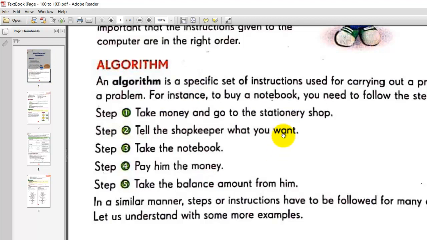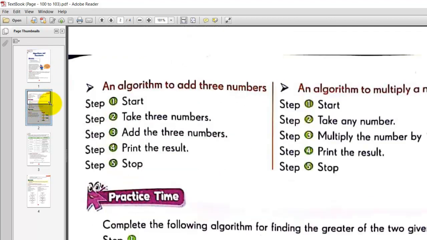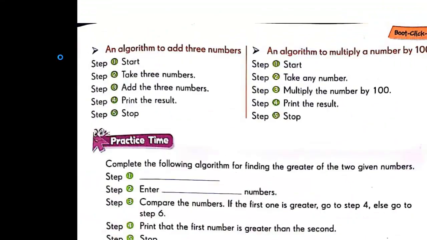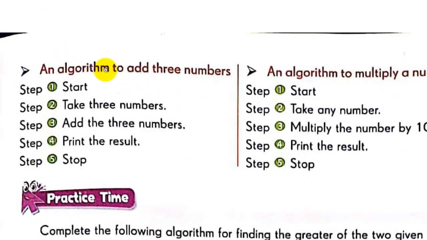Now let's see the next example. Now next example is an algorithm to add 3 numbers. Now what is the algorithm to add 3 numbers? So in order to add 3 numbers, we first have 3 numbers, then those 3 numbers will be added.